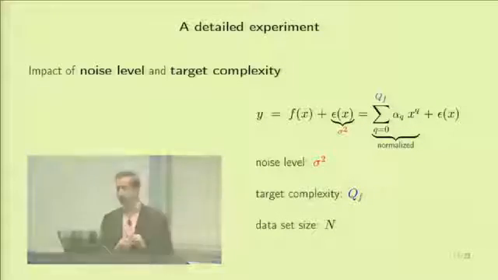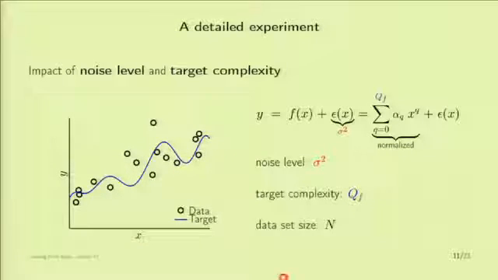If we go back to the experiment we had, this is just one instance of those, where the target complexity here is 10. I use the 10th order polynomial, so Qf is 10. The noise is whatever the distance between the points and the curve is. That's what captures sigma squared. And the data size here is 15. I have 15 data points. So this is one instance. I'm basically generating at will random instances of that in order to see if the observation of overfitting persists.